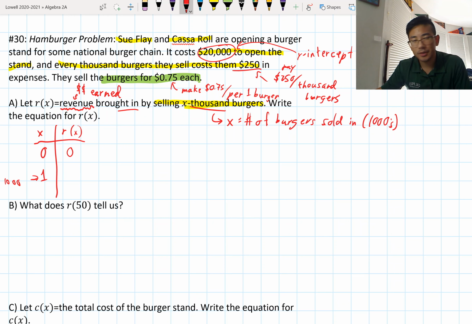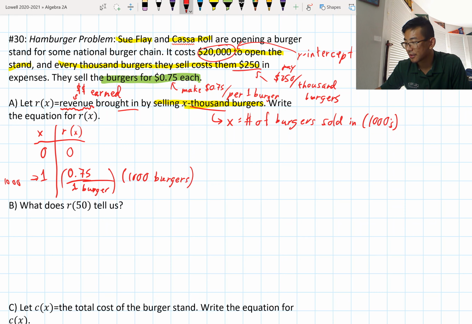Well, again, let's see. How much money did I make? Well, we know that we earn 75 cents per one burger, but we sold 1,000 of them actually. So to figure that out, I'm just going to take this and multiply it by 1,000. I write it out like this because it helps me see the units canceling out. So burgers and burgers will cancel, that's dollars right there. And so I'm thus left with 75 cents times 1,000, which is $750.